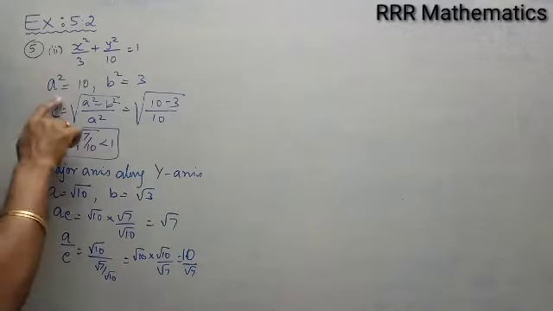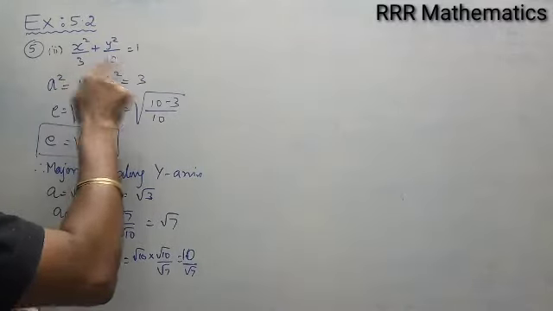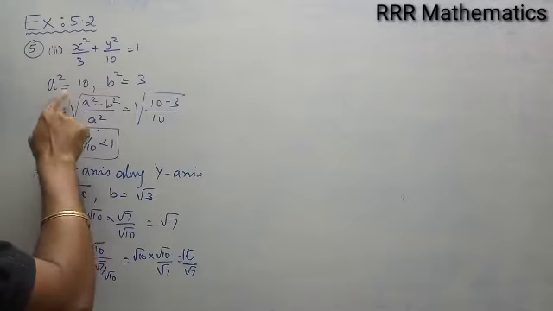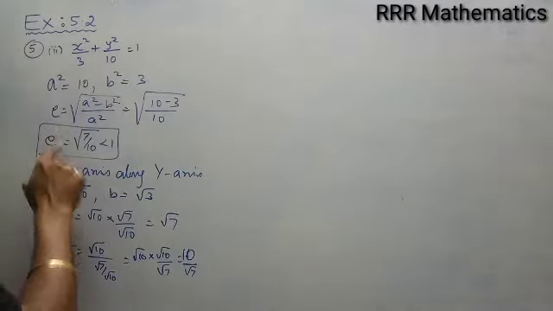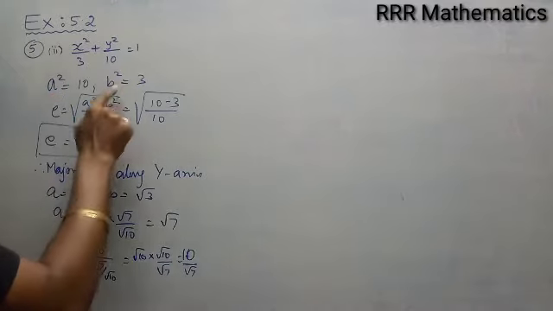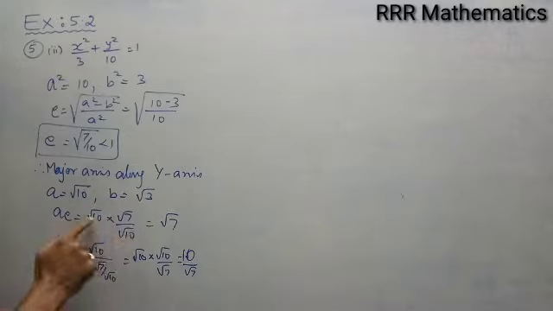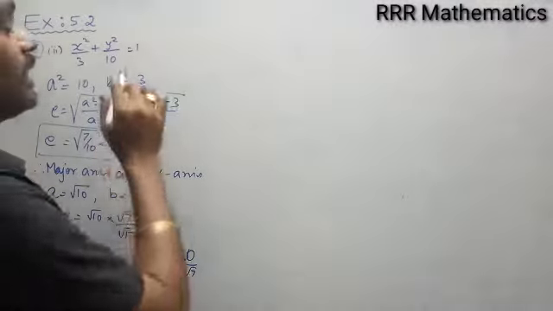See, I got the values of a square and b square. How? The greater value is a square. So of course 3 and 10, 10 is greater than 3. Therefore, a square is 10, b square is 3. I got the value of e by using the formula square root of a square minus b square by a square, which is square root of 7 by 10. Here the greater value 10 appears in the denominator of y square. Therefore, the major axis is along the y axis. So a value will be root 10, b value will be square root 3. ae is root 10 into e, root 7 by root 10, which gives root 7. a by e is root 10 divided by root 7 by root 10, which gives 10 by root 7. Okay, so here the major axis is along the y axis.